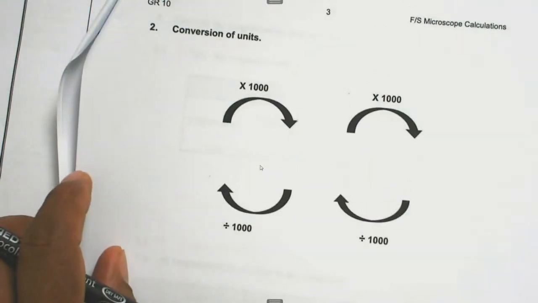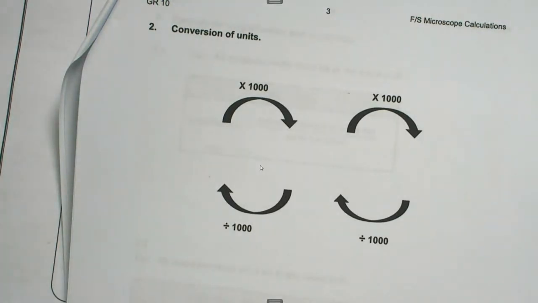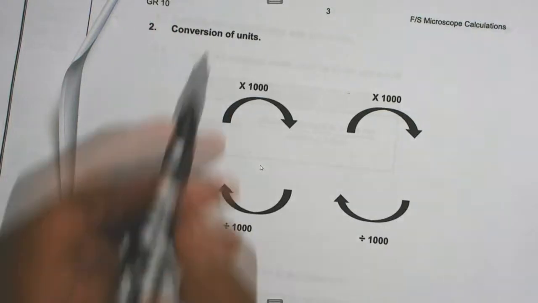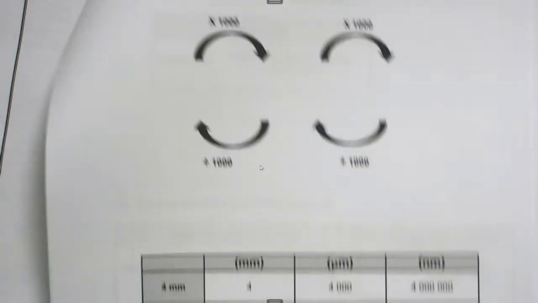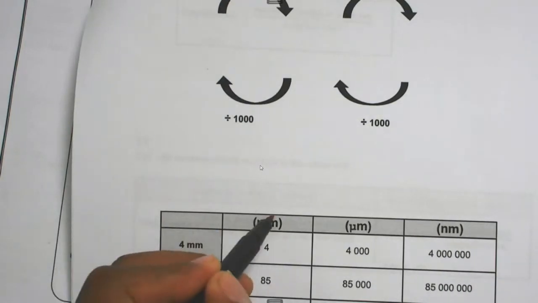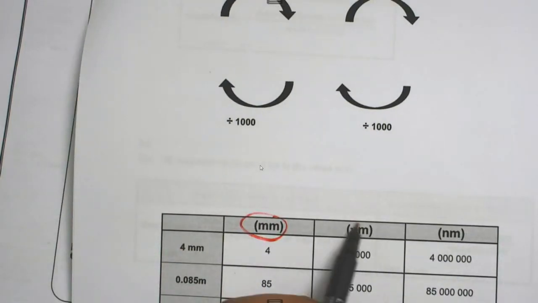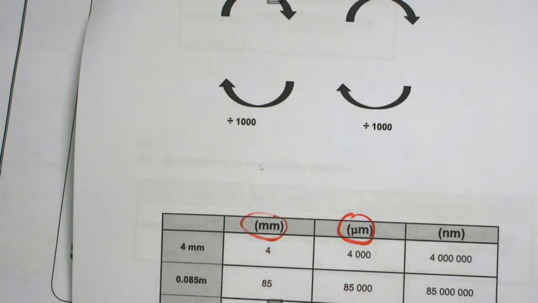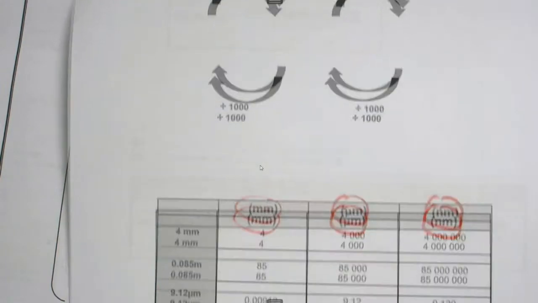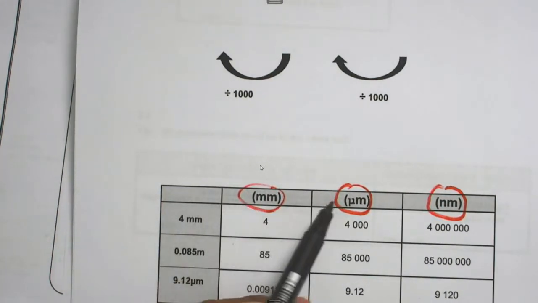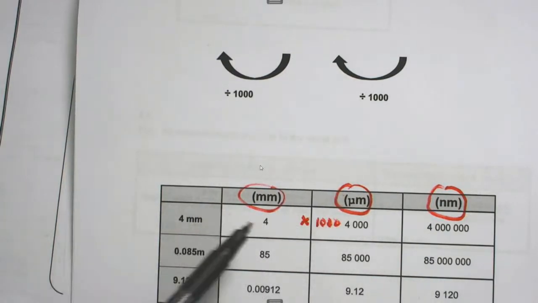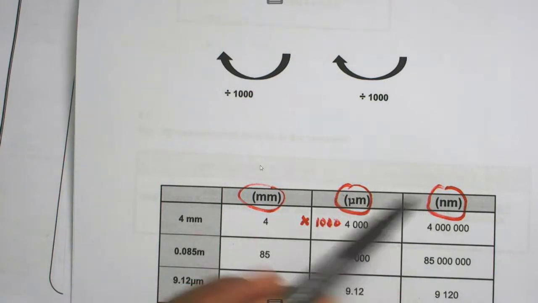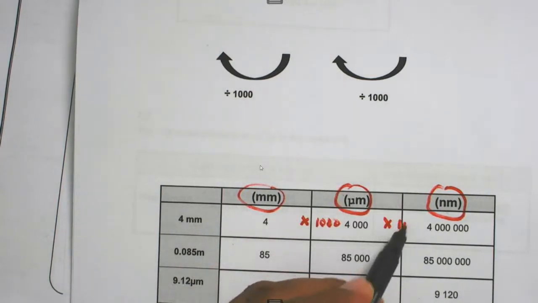One of the most important things when calculating the size of the specimen or the total magnification is the conversion of units. Units can be given as millimeters, micrometers, or nanometers. To convert a millimeter to a micrometer, we just multiply by 1000. And to convert a micrometer to a nanometer, we multiply again by 1000.